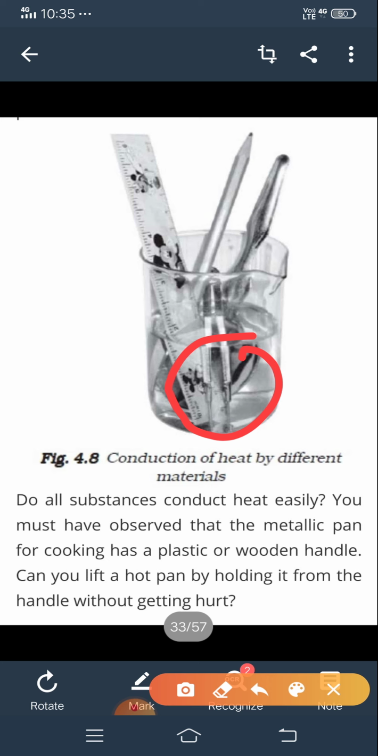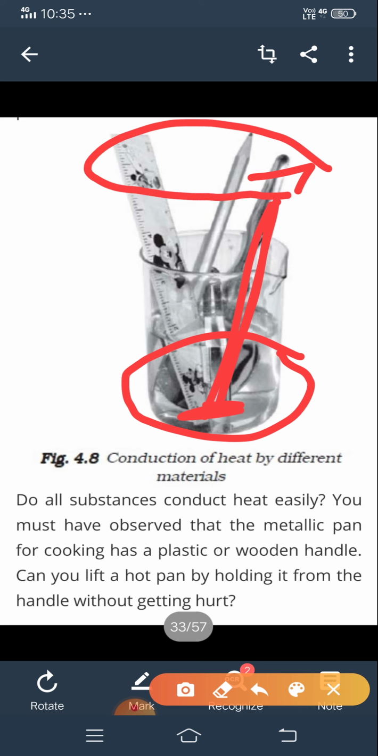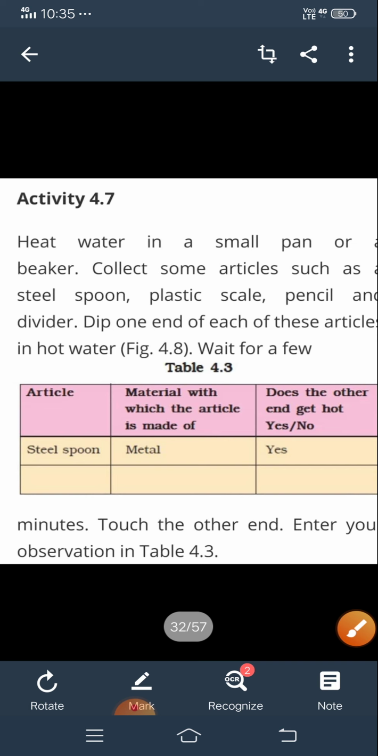Can you lift a hot pan by holding it from the handle without getting hurt? If one end is hot, it means heat is transferred through one end to the other end. That's why the other end of these objects also feels hot. Is it clear? So here, that is table 4.3.